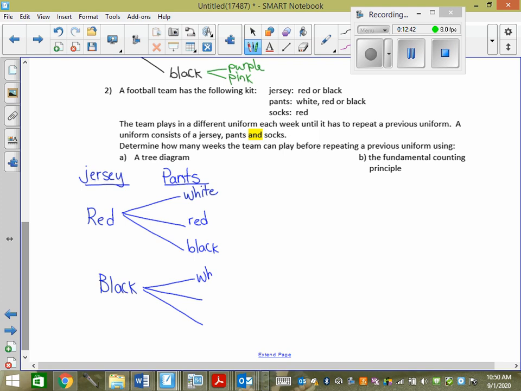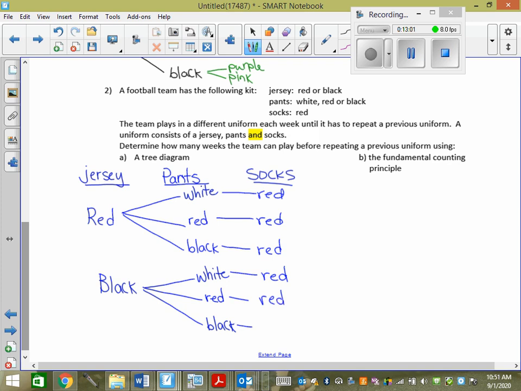White, red, black. And then you do socks. So how many different outfits? How many different weeks? 6. That's how you're angling yourself. 6. To the classroom of no one.